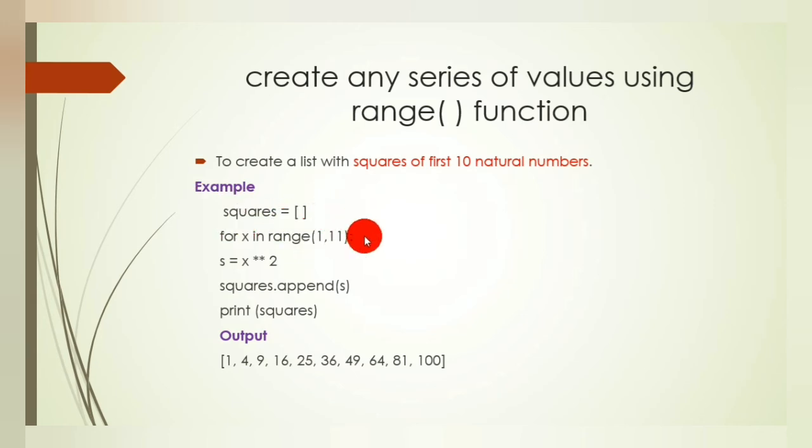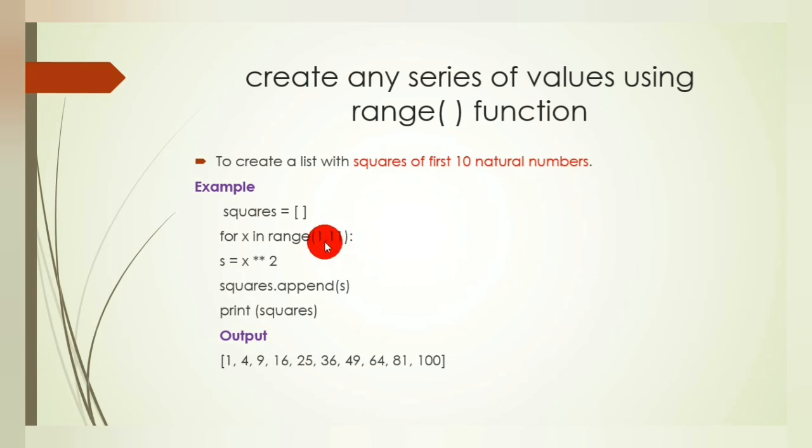squares equal to empty square brackets. Here we create one empty list. Squares is the name of the list. We are going to create an empty list, and for that we are using the empty square brackets. Then see the next statement: for x in range of 1, 11, colon. Here your starting value is 1 and the end value is 11.